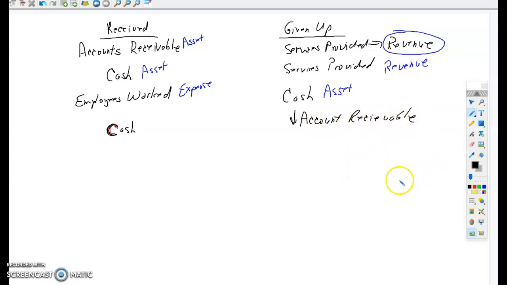I think I misspelled that. Sorry. I before E except after C, right? So the E comes first this time. I before E except after C.